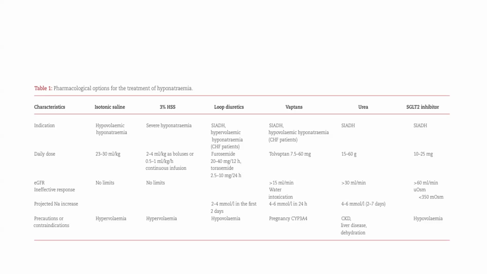Also, we can administer vaptans if the diagnosis is SIADH. Among vaptans, we can administer tolvaptan in the dose of 7.5 to 60 mg. If the diagnosis is SIADH, we can also treat it with urea in the dose of 15 to 60 gram and SGLT2 inhibitor in the dose of 10 to 25 mg.